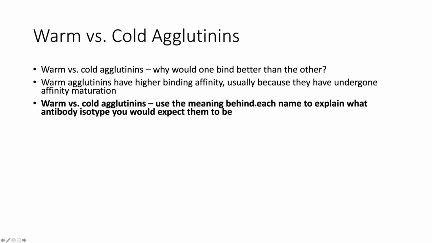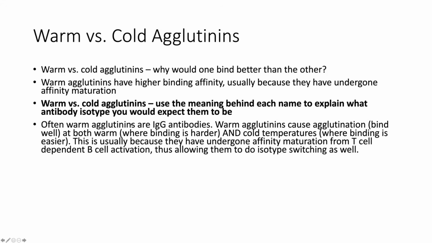So Leah, warm versus cold agglutinin. Use the meaning behind each name to explain what antibody isotype you would expect them to be. So cold, I would think, is IgM. Perfect. And because we were just saying it has not undergone the affinity maturation, you would not have anything except for the IgM, and then the warm would have IgG. Perfect. Exactly. Because in this case, the fact that it's isotype switching is incidental, but it's an indication that you have had T cell dependent B cell activation.